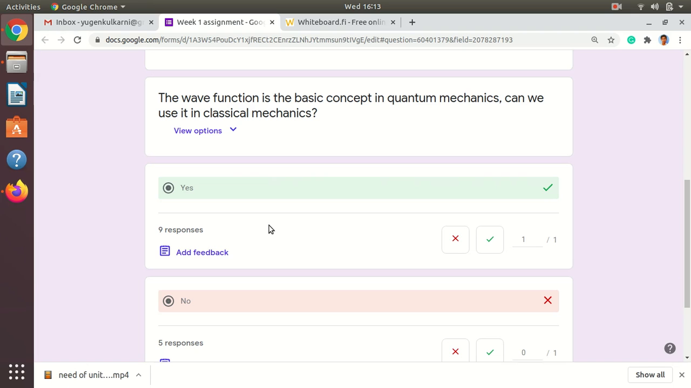So basically, in principle we can use quantum ideas in classical mechanics, but what happens if I assign a wave function to a moving car? The effect is so small that we cannot detect it or study it.